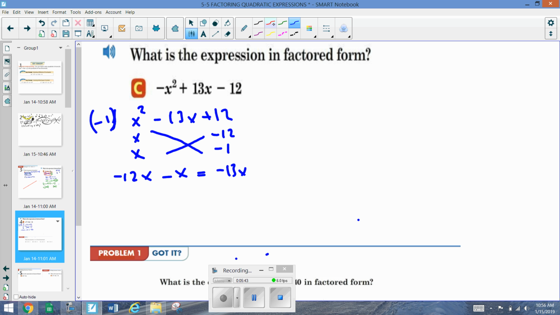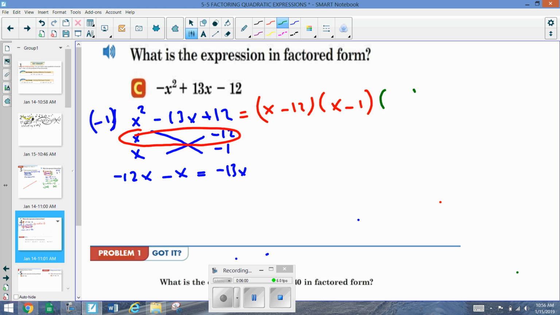After we made sure ourselves, we'll do straight across and write it down. This is x minus 12, x minus 1. Are we done? No. We're not done yet, so what did I forget? Negative 1.